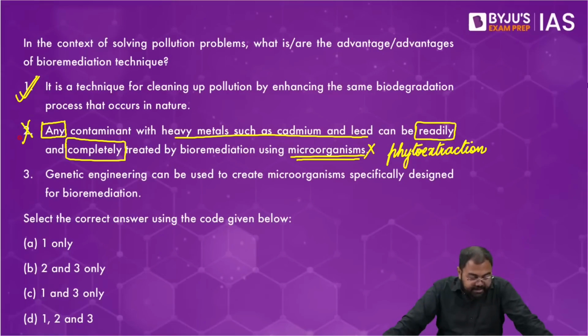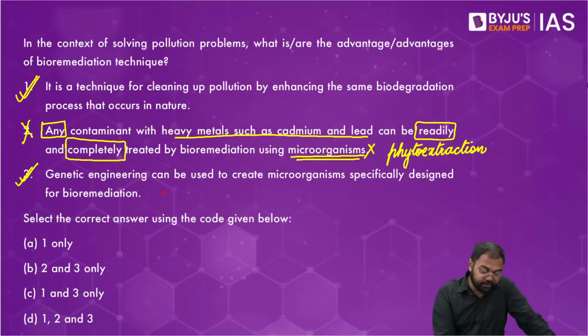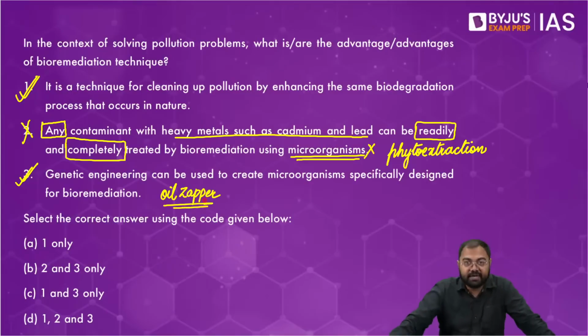Third statement is genetic engineering can be used to create microorganisms specifically designed for bioremediation. Can it be done? Of course, it can be done. We discussed oil zapper, and we discussed that oil zapper is a formulation made of 5 different bacteria. And even in case of microorganisms, the second statement also, what I just told you is that we are trying genetic modification so that we can help better in bioremediation processes. So that's why statement number one and statement number three are correct, and correct answer will be C.